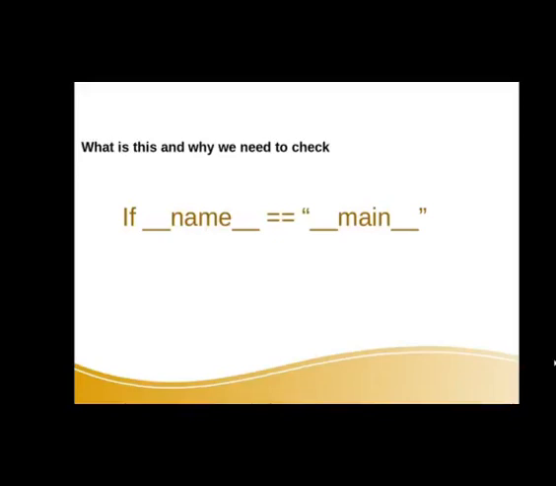But every time I want to run the Flask code, just before running it, I need to check this line: double underscore name equals to double underscore main. In this video we will talk about the same thing: why we need to check this, what it is, and why we need to check it. So let's get started.